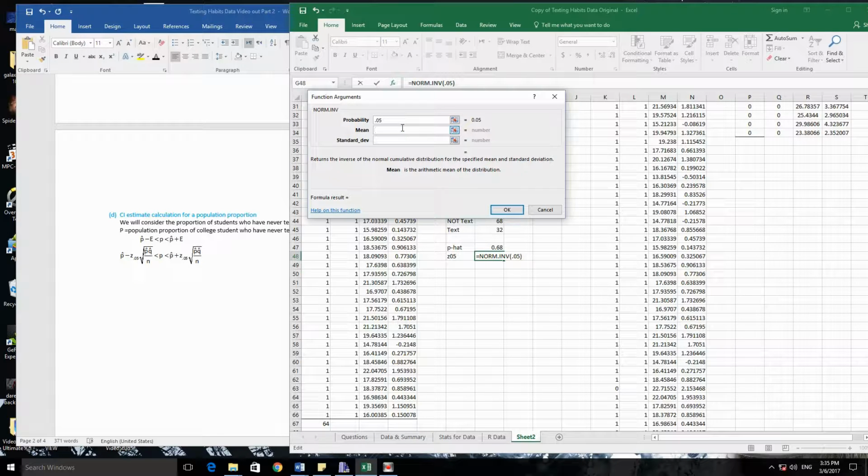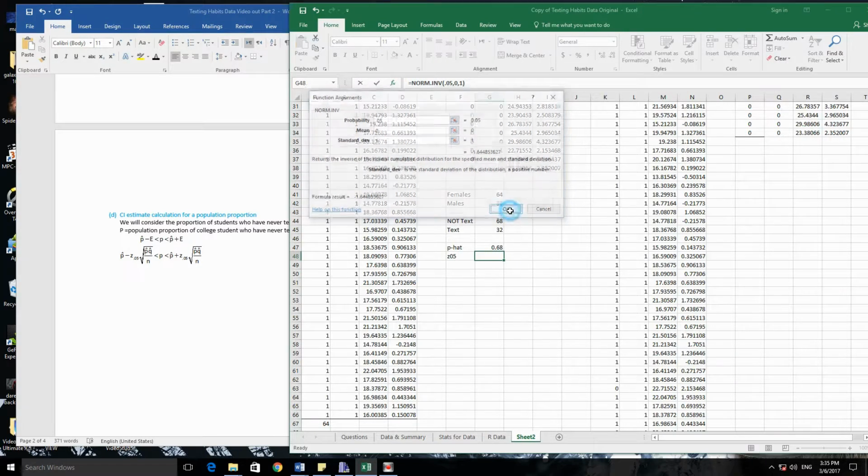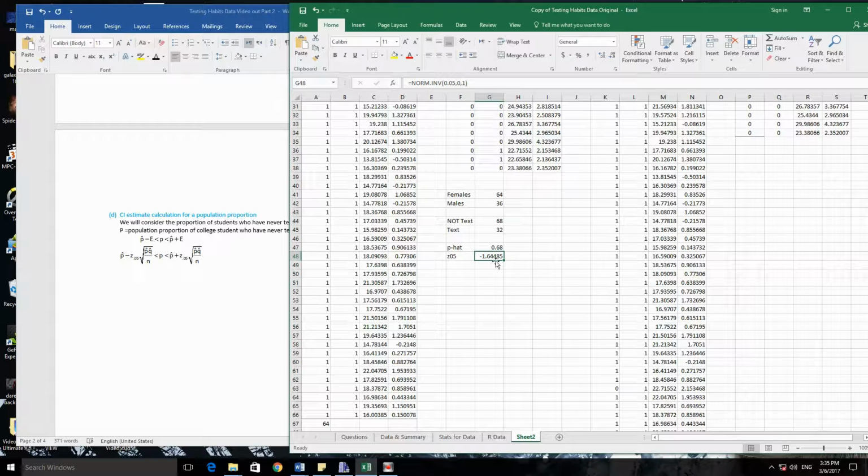The mean is 0, and standard deviation is 1. Okay, so that's what it is. We usually use 1.645, but instead we have that. Now we want the positive. So to force this positive, I think I can put absolute around it. ABS is an absolute value function, and if I just surround this with ABS, then it's going to force that value to be positive. So there's my Z 0.05.